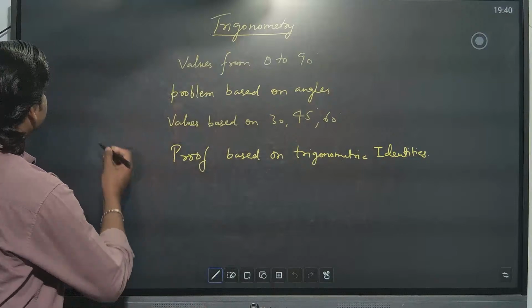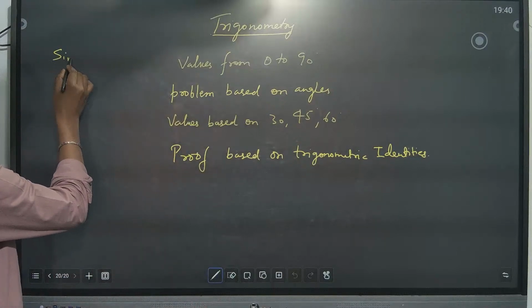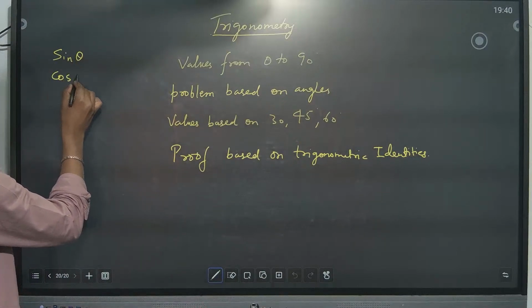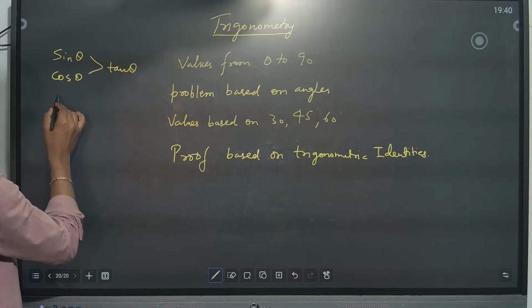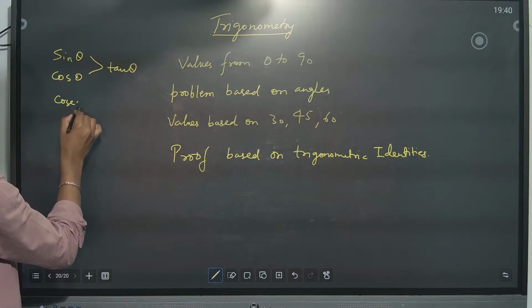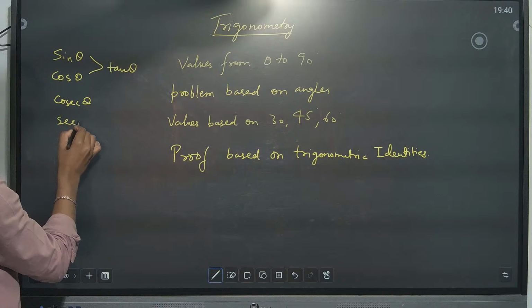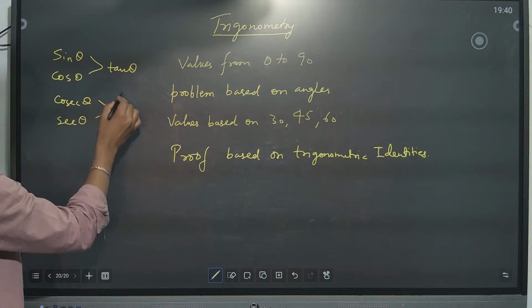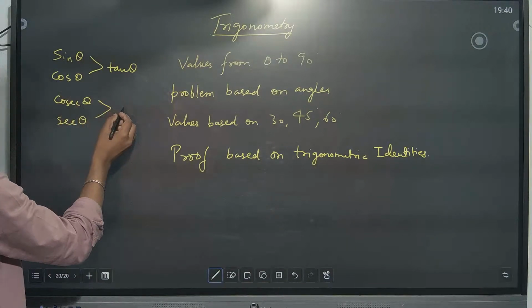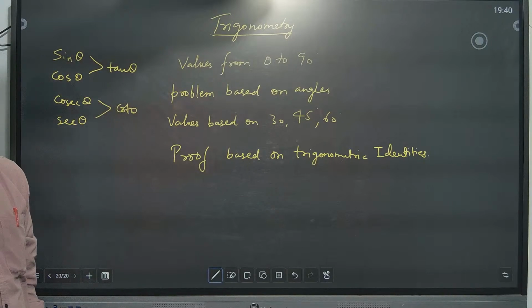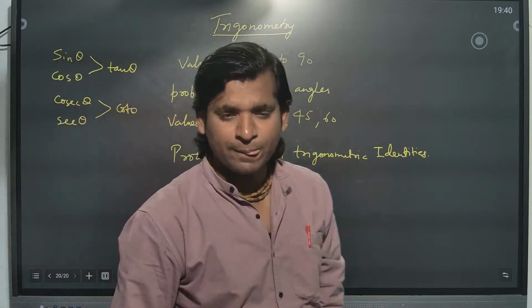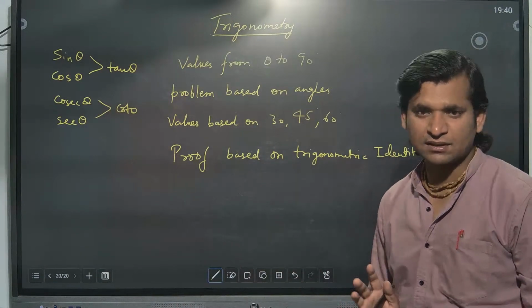See, there are 6 ratios, right? Sin theta, cos theta, tan theta. Then cosec theta, sec theta. Then the reciprocal ratio will give what? Cot theta. So these six ratios and the relation between each other should be clear for this chapter.